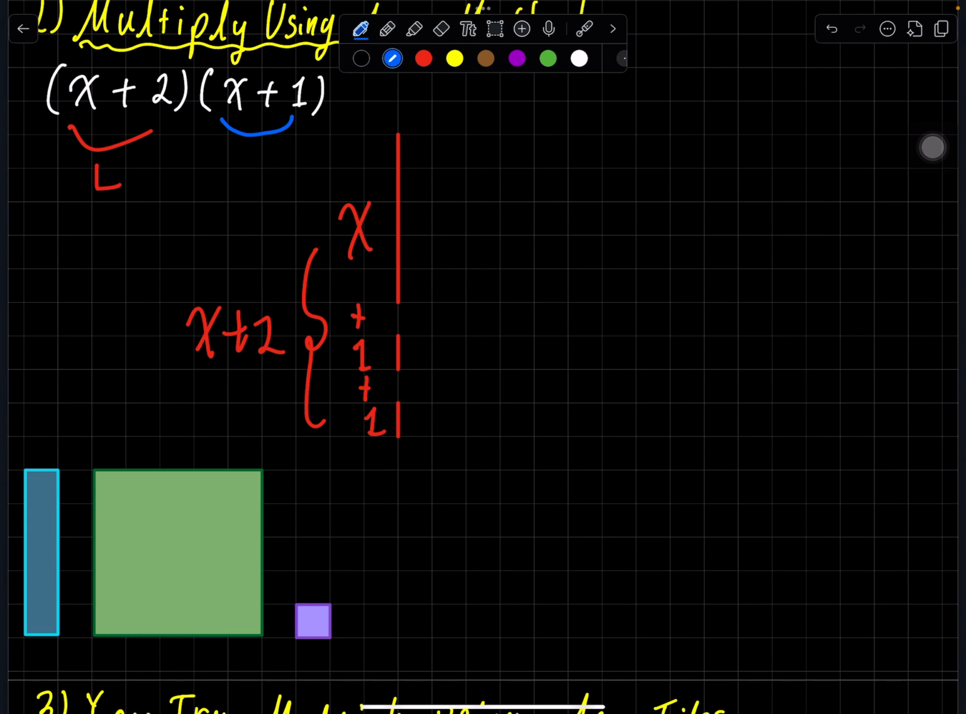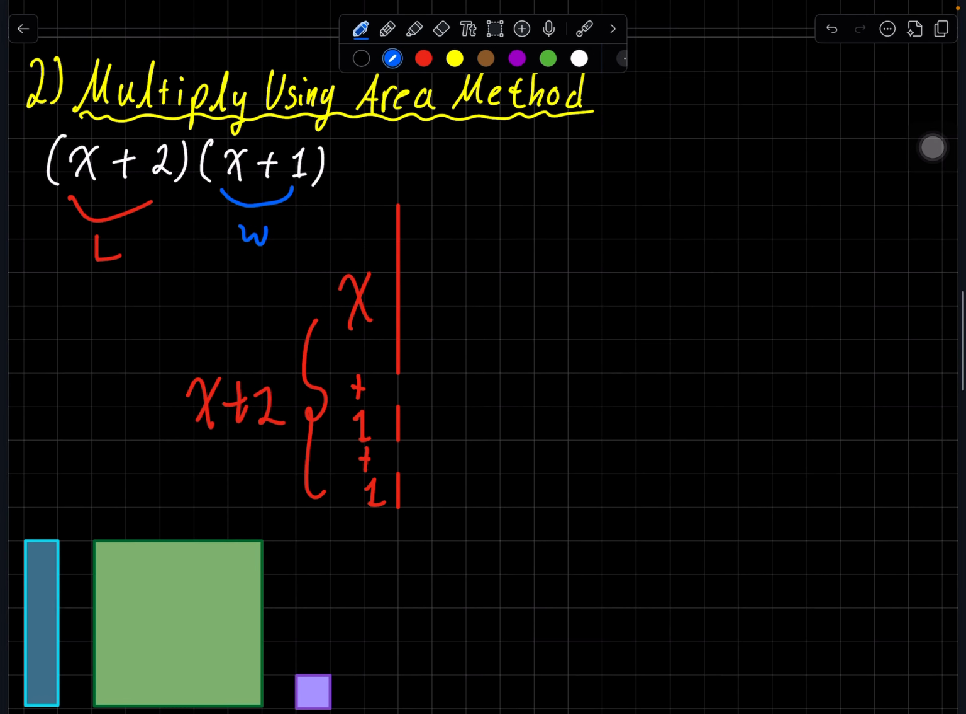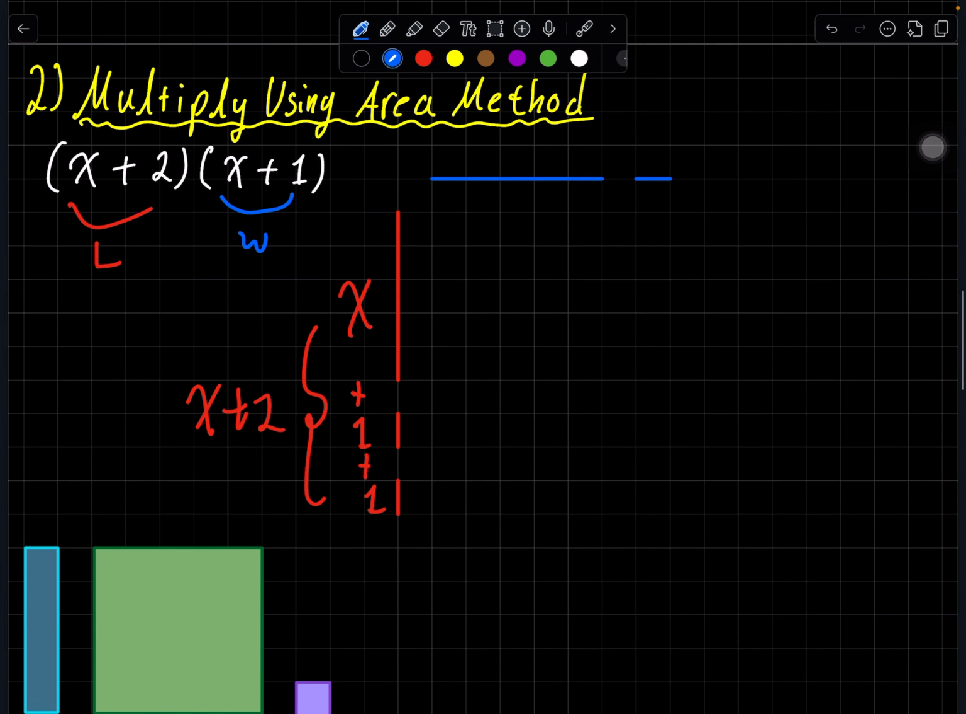Now for our width, we will do something very similar. We need to make sure that we have a distance of x long and then 1 extra unit, so that we have x plus 1, meaning that this width is x plus 1 unit long. Now what we're going to do is see how their areas will interact with one another.